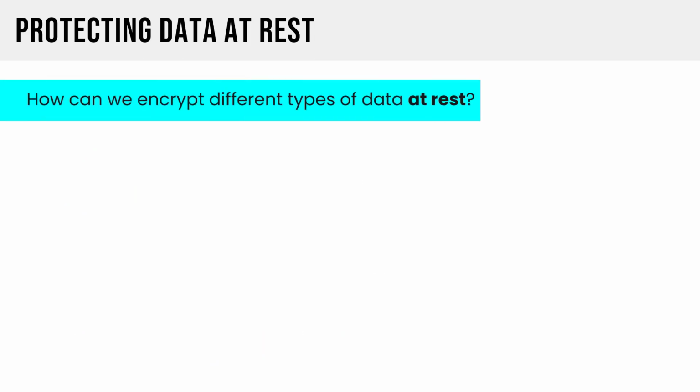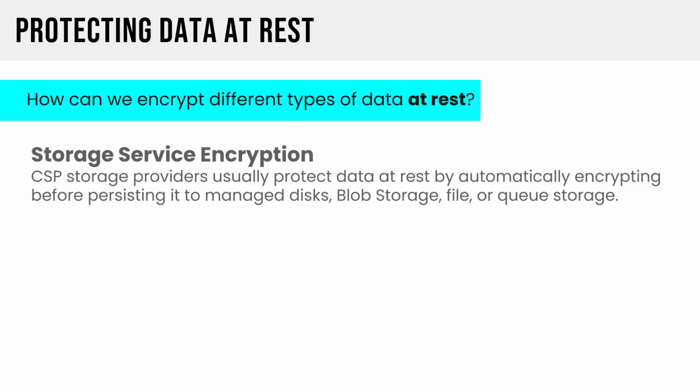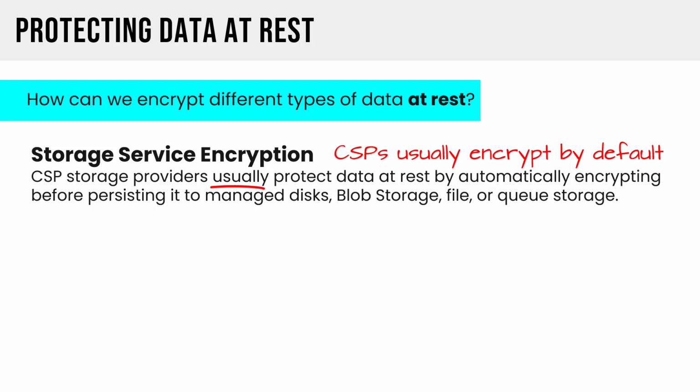So you may see questions on the exam related to protecting data at rest. So how can we encrypt different types of data at rest? Well, we have storage service encryption, and your storage providers, your cloud service providers, usually protect data at rest automatically by encrypting before persisting it to managed disks, to blob file, or queue storage. Takeaway here is the CSPs are usually encrypting at least at the service level by default, and that's in no small part due to some of the early challenges cloud providers had in open permissions resulting in unwanted data disclosures.